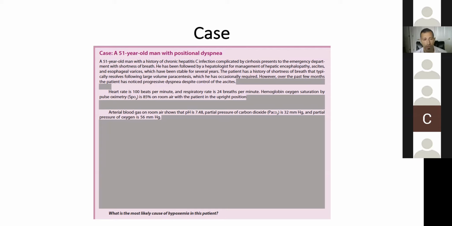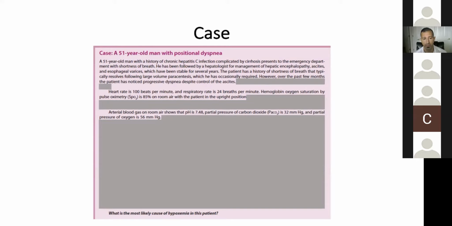This is a 51-year-old man with a history of chronic hepatitis C infection complicated by cirrhosis who presents to the emergency department with shortness of breath. He has been followed by a hepatologist for management of hepatic encephalopathy, ascites, and esophageal varices, which have been stable for several years. The patient has a history of shortness of breath that typically resolves following large volume paracentesis, which he has occasionally required. However, over the past few months, the patient has noticed progressive dyspnea despite control of the ascites. Heart rate is 100 beats per minute, and the respiratory rate is 24 breaths per minute.